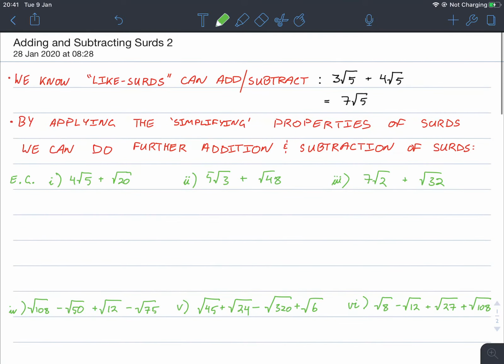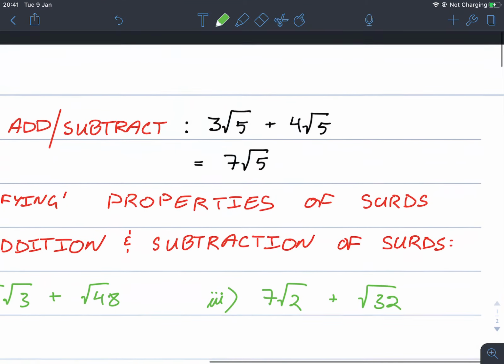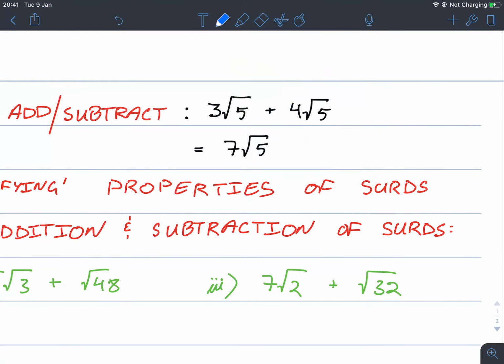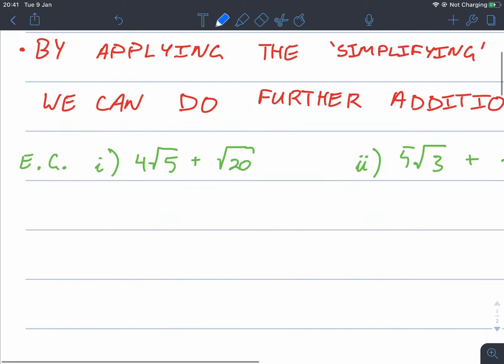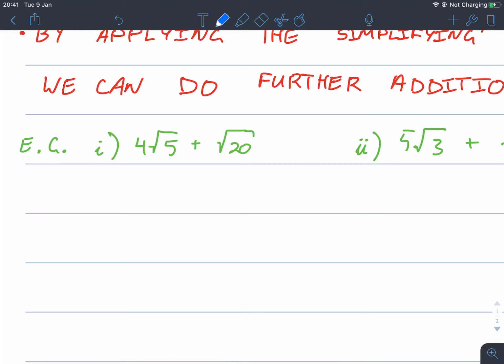We already know that like surds can add or subtract. So for example, if we have 3 root 5 and 4 root 5, because they both have the square root of 5 as their surd, we can add the coefficients. 3 plus 4 is 7. But in this video, we're going to look at how, by simplifying surds, we can do further addition and subtraction of surds. So let's take a look at these examples.